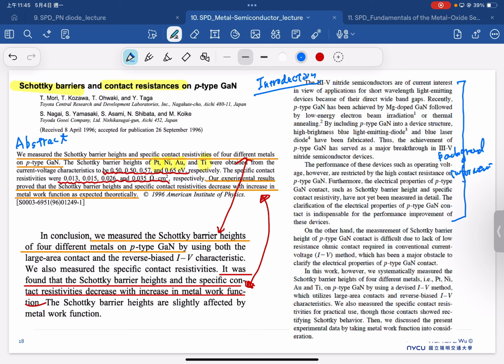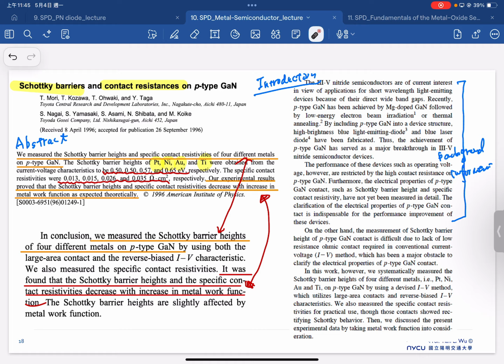So this only mentions that the III-V nitride semiconductor is very important, but recently we face a problem: how to get a good ohmic contact on p-type gallium nitride. Therefore, achievement of the p-type GaN serves as a major breakthrough in the III-V nitride semiconductor. This is a time that people are still suffering to make a good ohmic contact on p-type gallium nitride, and therefore they say that the achievement of the p-type GaN is a breakthrough.